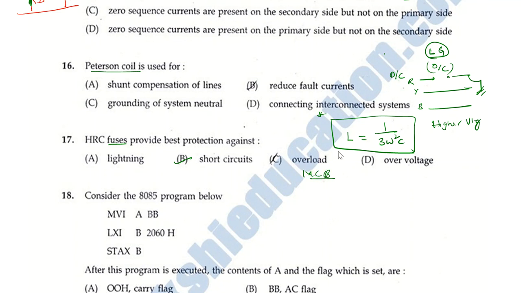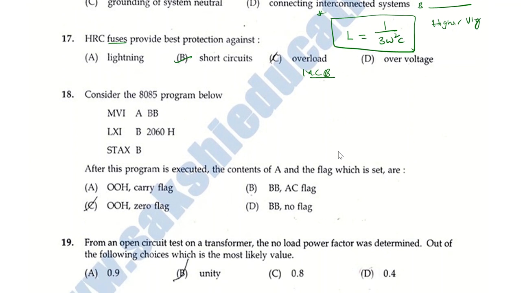Next one, they have given an 8085 program below: MVI A, BB; LXI B, 2060H; STAX B. Generally, BB will be moved into A, and LXI B means 2060H is moved into B, and now STAX B stores the value of A, BB, at that location. The question is: after the program is executed, what are the contents of A and the flag which is set? The content of A will be BB and there will be no flag set. So the answer is D.